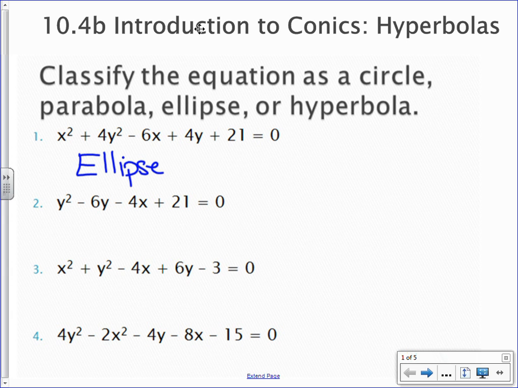Parabola, general y. Okay, we have y squared, but not an x squared. Will this be opening horizontally or vertically? Horizontally, it's going to open either left or right. Number three.